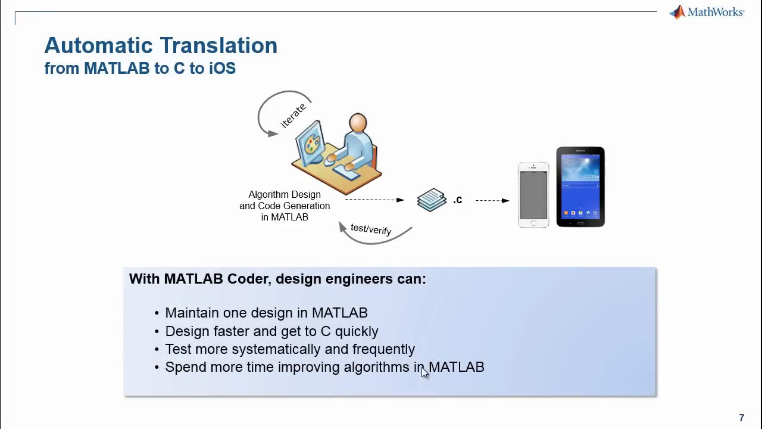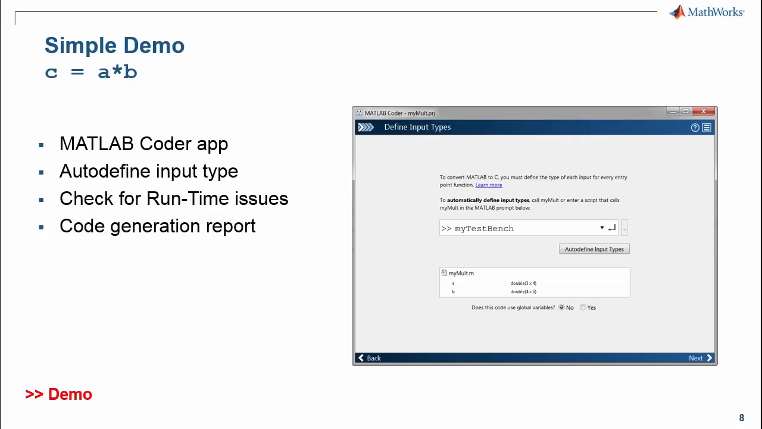And of course, with this automatic code generation approach, you maintain one golden reference in MATLAB, and you can get to C code much faster. So having a single reference makes it much easier to make changes as the requirements change. And you also get to test it more systematically and thoroughly to account for more real-world scenarios. So let's now look at a simple demo that introduces the basics of MATLAB Coder.